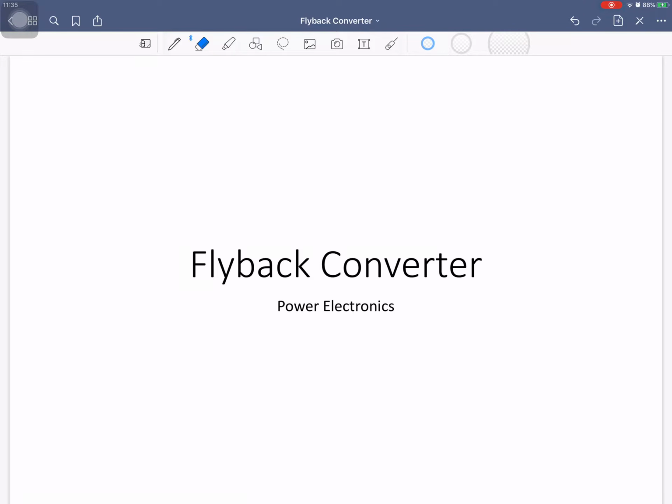Bismillahir Rahmanir Rahim. In this video, we will discuss the flyback converter. It is a DC to DC converter that provides isolation between input and output.